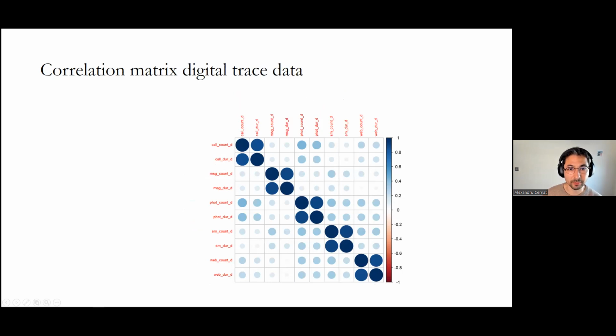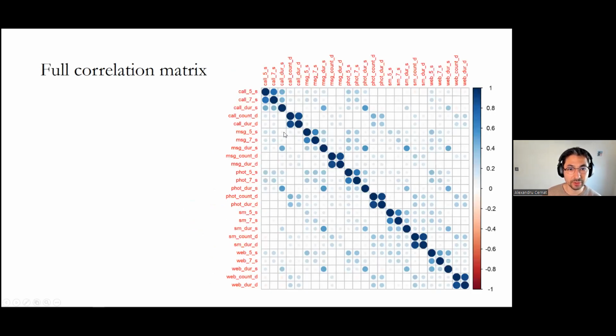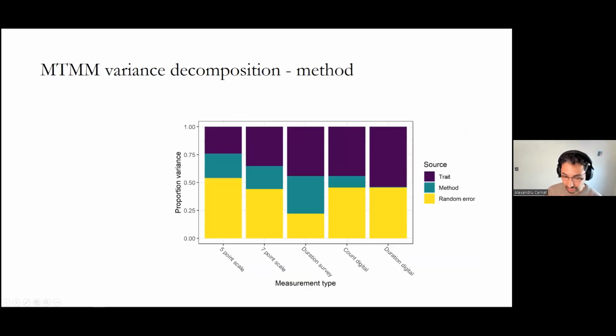But if we put all of them together, the square on the top left, for example, shows the 5 different measures for calling. We see that actually the survey and the digital trace data have almost 0 correlation. So a very, very weak correlation. So it would appear that the survey and the digital trace data are measuring different things. And this is pretty consistent for different topics, which is slightly concerning, because in principle, they should be measuring the same thing. So what does this imply for the results?